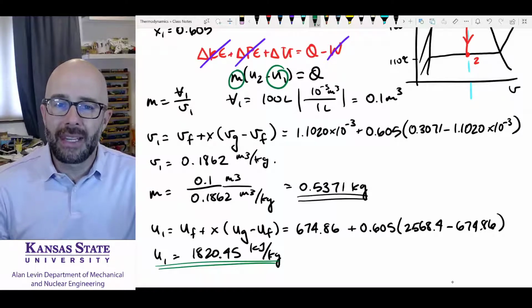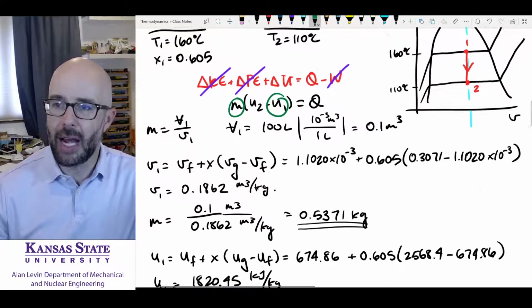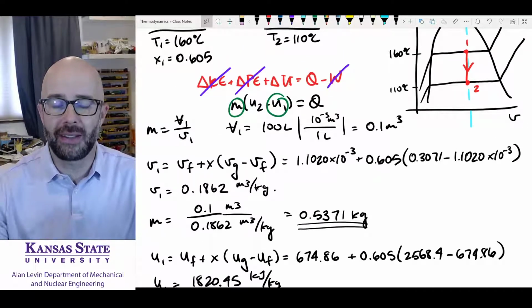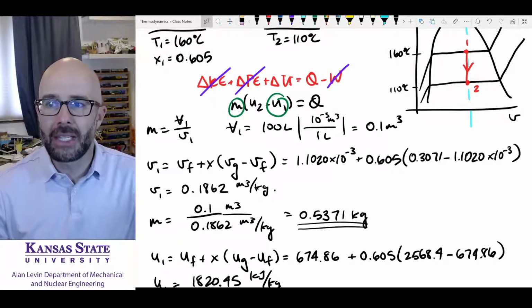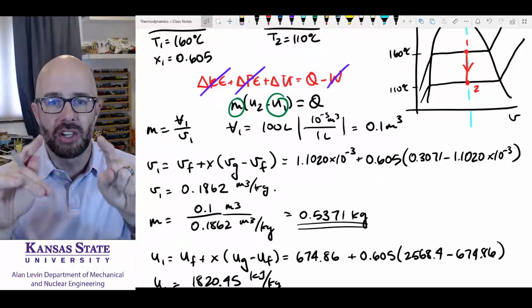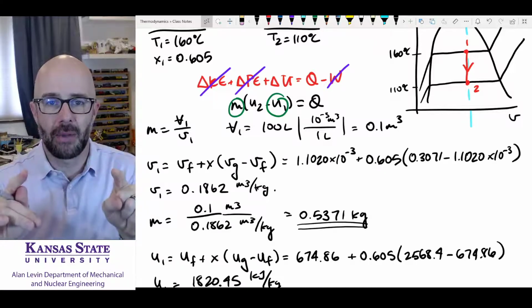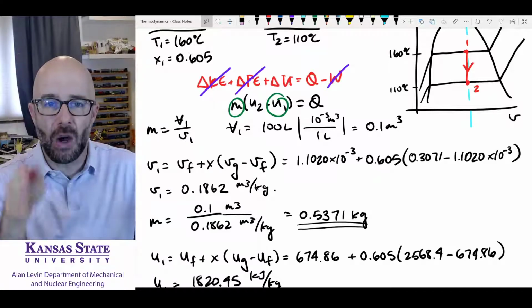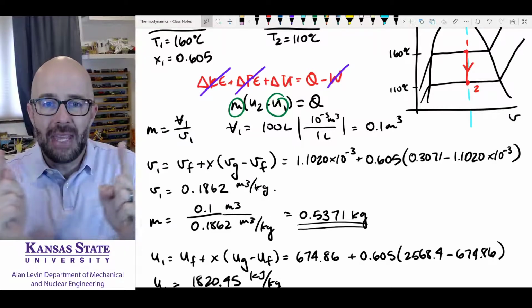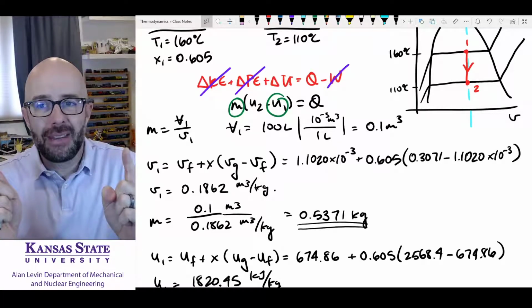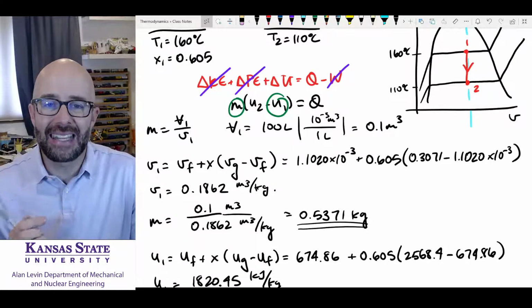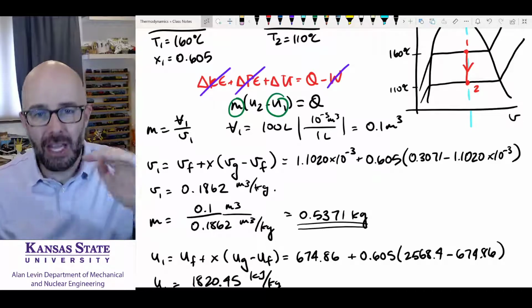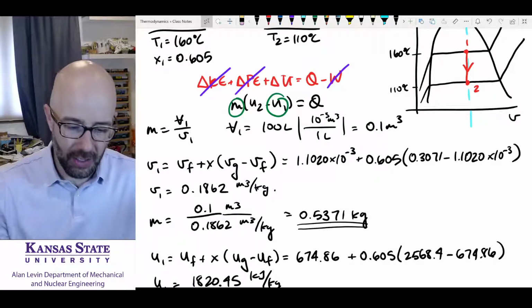The only thing I'm missing is U2. And what some students think is, okay, because I went straight down from 1 to 2, that means the quality at state 1 is the same as the quality at state 2. And that is not the case. Because even though we're going straight down right below it, that line's a little bit longer, we may not be 60.5% along that line. We're going to have to find out what the quality is at state 2 first, and then use that to find out what our internal energy is at state 2.